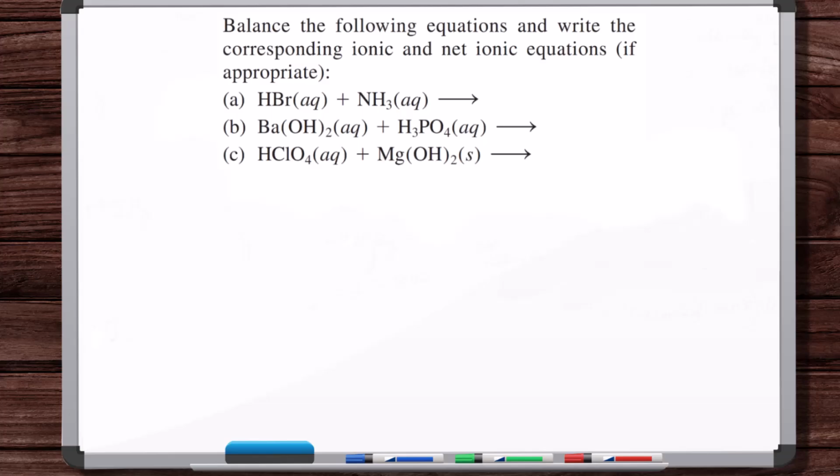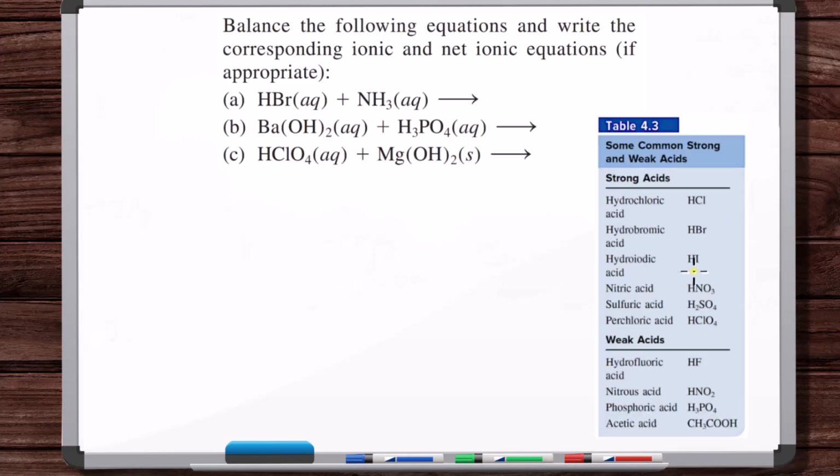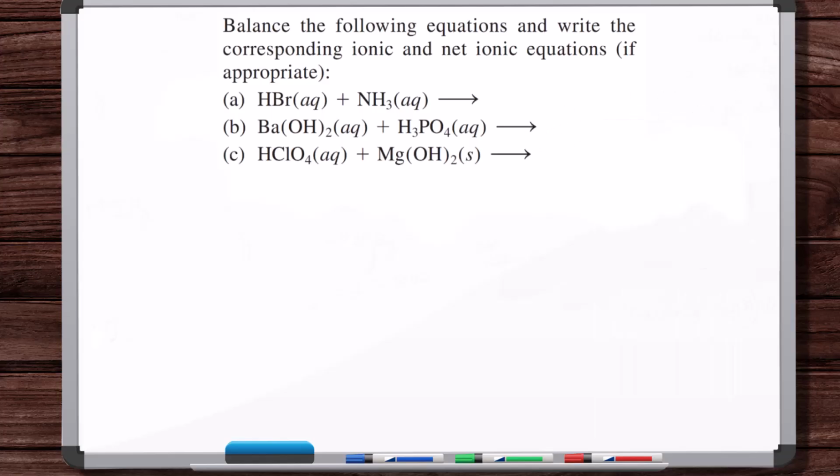Okay, HClO4 is perchloric acid. It's a strong acid. And magnesium hydroxide is a, okay, it's not even aqueous. So yeah, it's saying if appropriate. Well, this is not appropriate. Not appropriate for an ionic or net ionic equation. I mean, we could write the ionic equation here, but what I'm saying, it's not appropriate because there's no chemical reaction that's going to take place here.